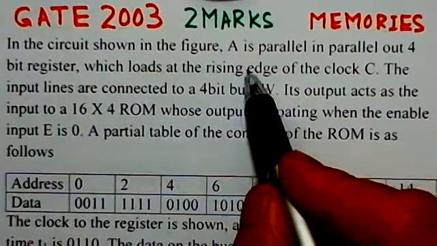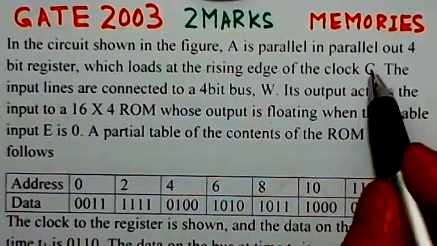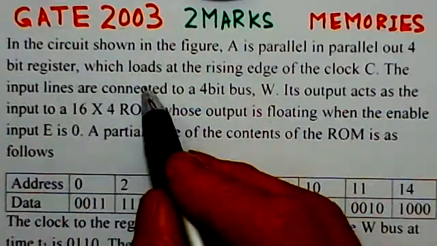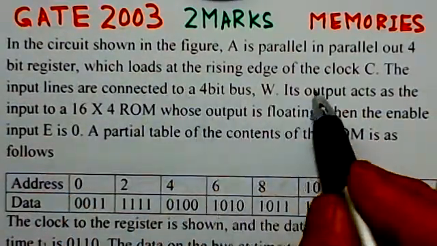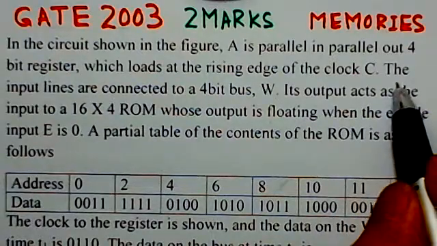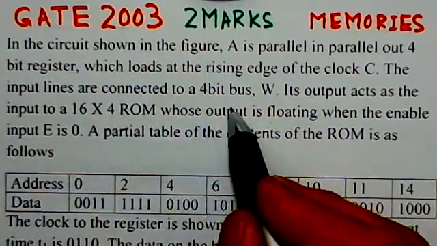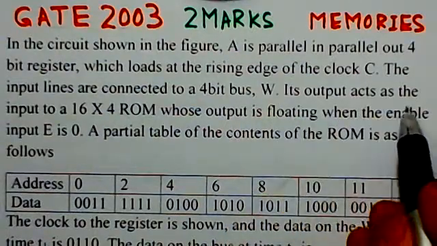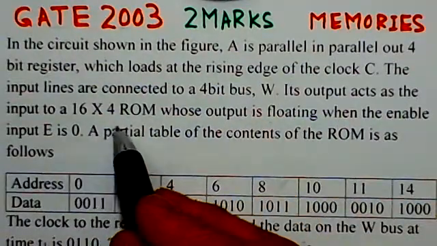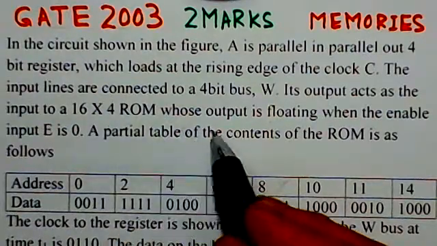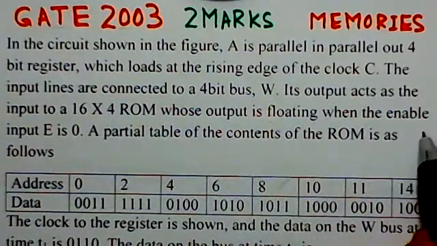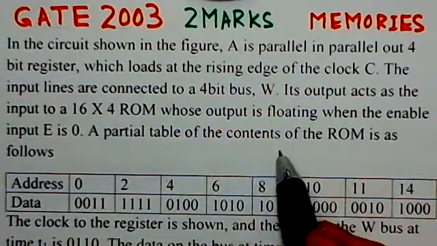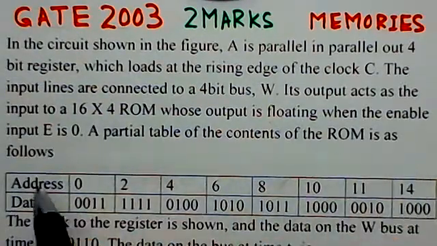In the circuit shown in the figure, A is a parallel-in parallel-out 4-bit register, which loads at the rising edge of the clock. The input lines are connected to a 4-bit bus W. Its output acts as the input to a 16x4 ROM, whose output is floating when the enable input E is 0. A partial table of the contents of the ROM is as follows.